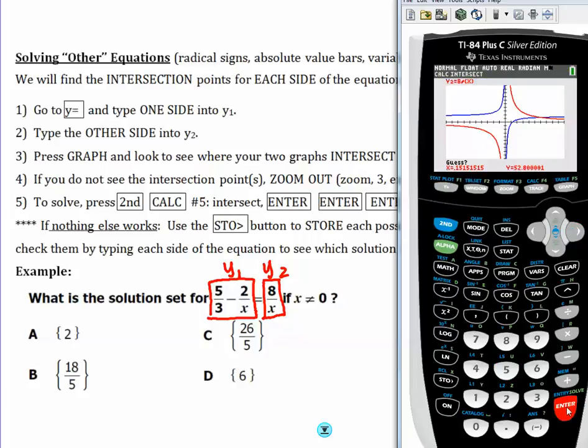enter, enter, enter. Now at the bottom it says the intersection is the point 6, 1.3, which is 4/3. Okay? Now I'm only interested in the x value. So that x value is my solution, which is choice D.